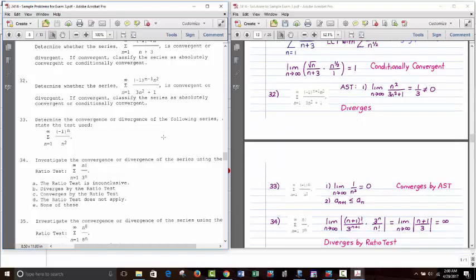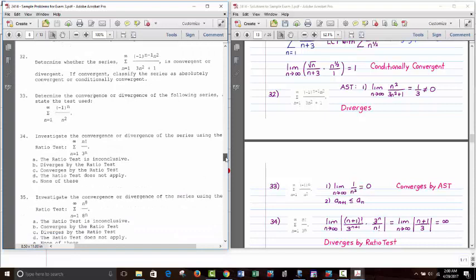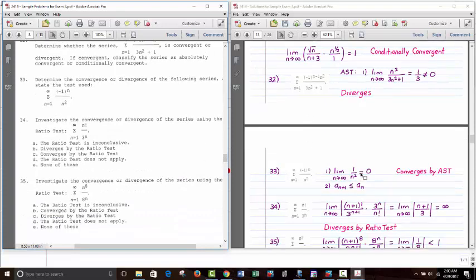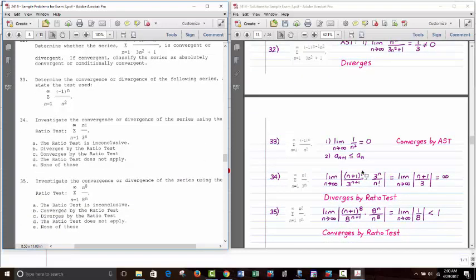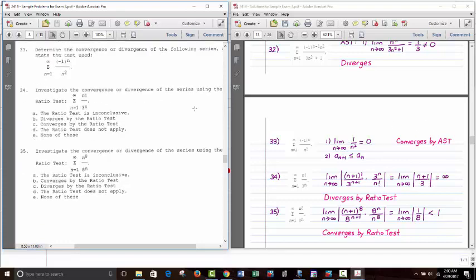All right, number 33. Okay, number 33 is just a straight up alternating series test. It's not asking for absolute or conditional here. So it's pretty easy to show that one converges by alternating series test. 34.